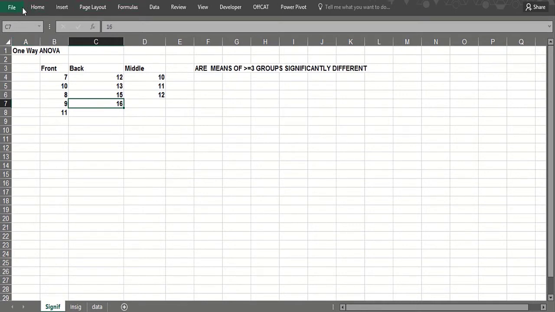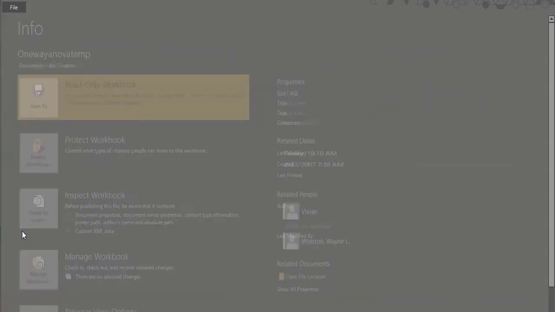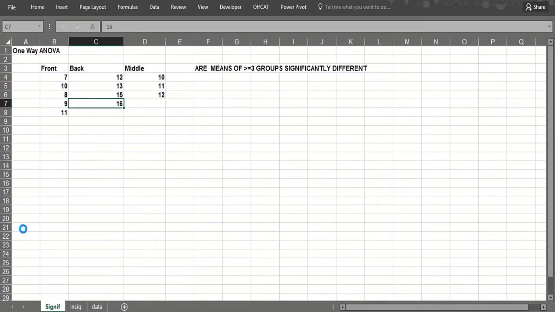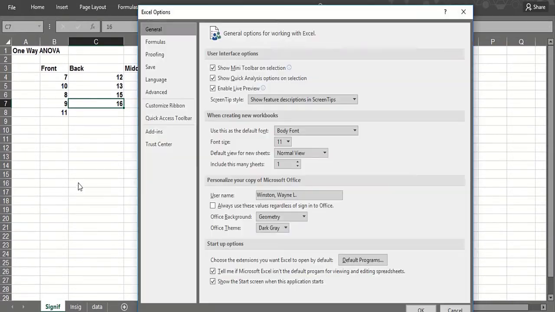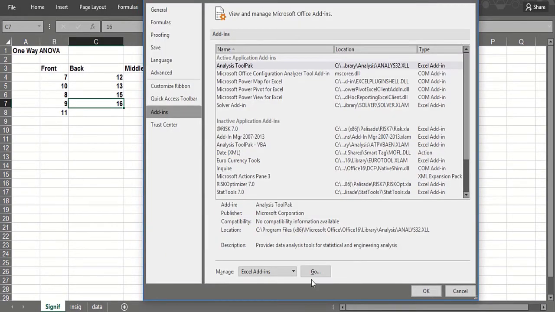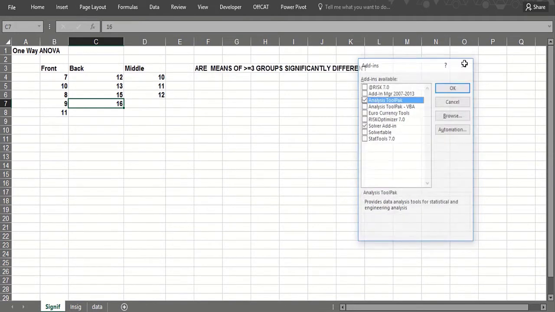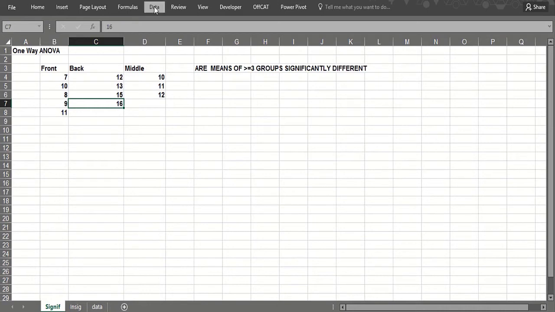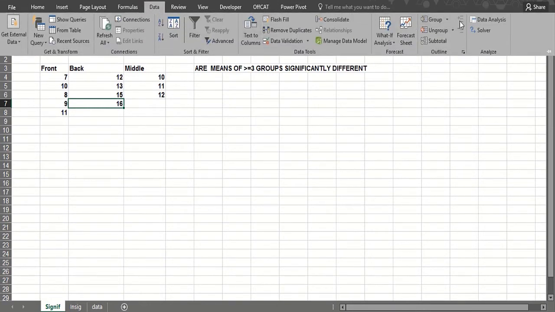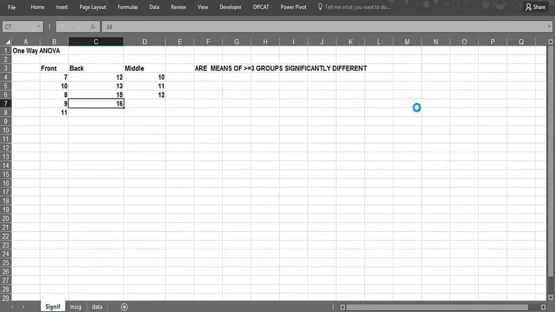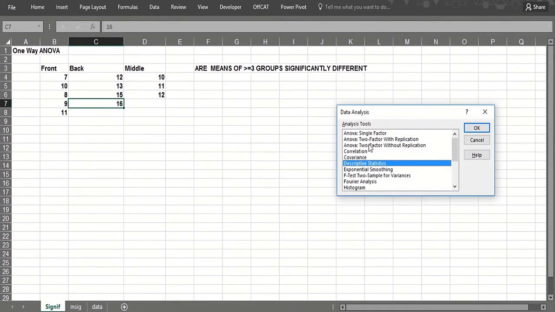This is in the Data Analysis Toolpak. So remember: File, Options, Add-ins, Go, and then we can have the Analysis ToolPak, the first option, checked. And then if we go to the Data tab, we go to Data Analysis. Okay, ANOVA: Single Factor. We'll do the others in later videos.